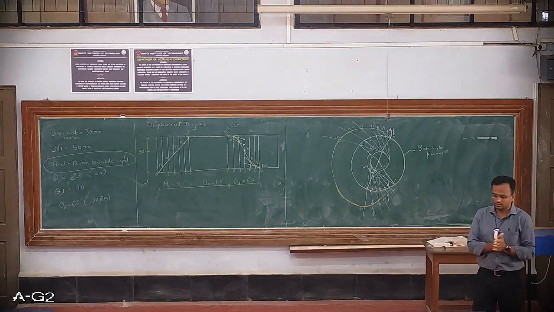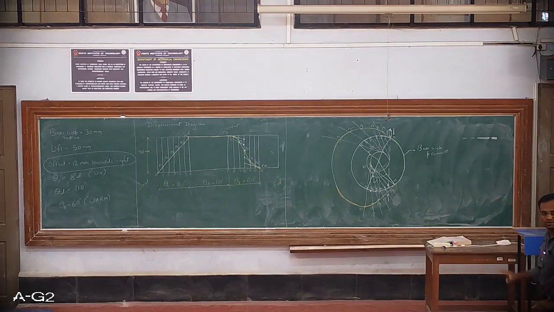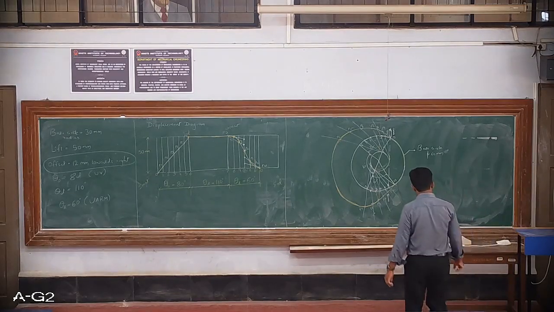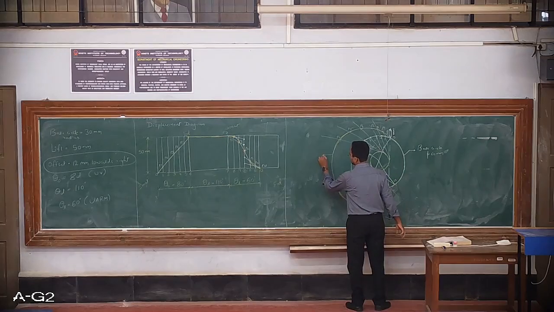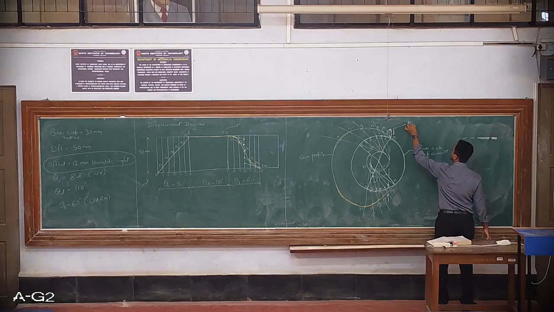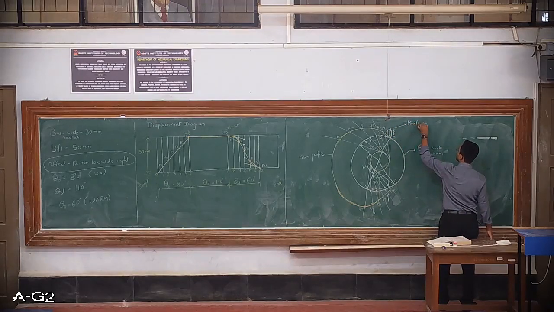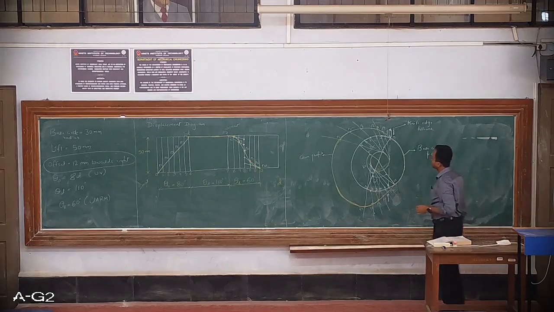The orange line, whatever I have drawn over in the CAM profile, is the final construction of the CAM profile. Okay. So this is the base circle. So this will be the CAM profile. This is the knife edge follower. Okay.